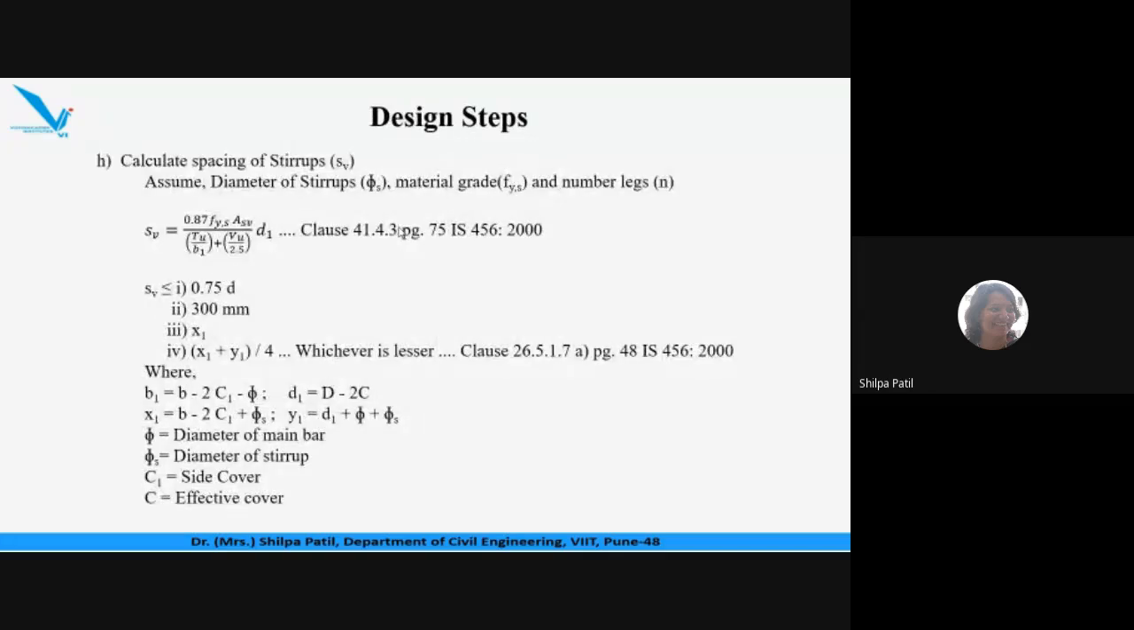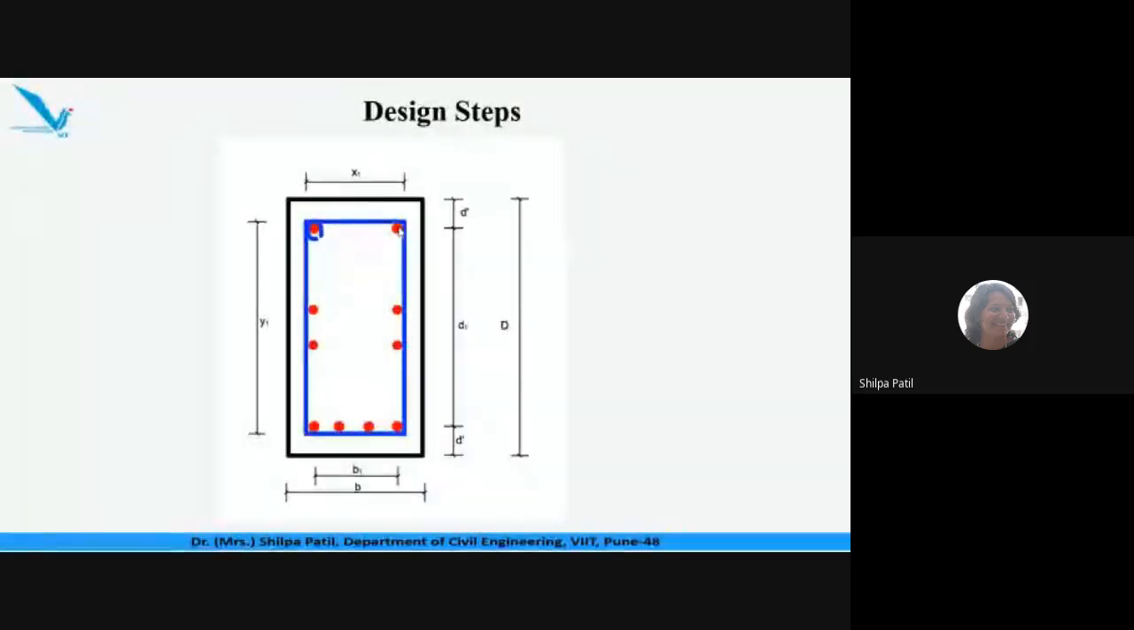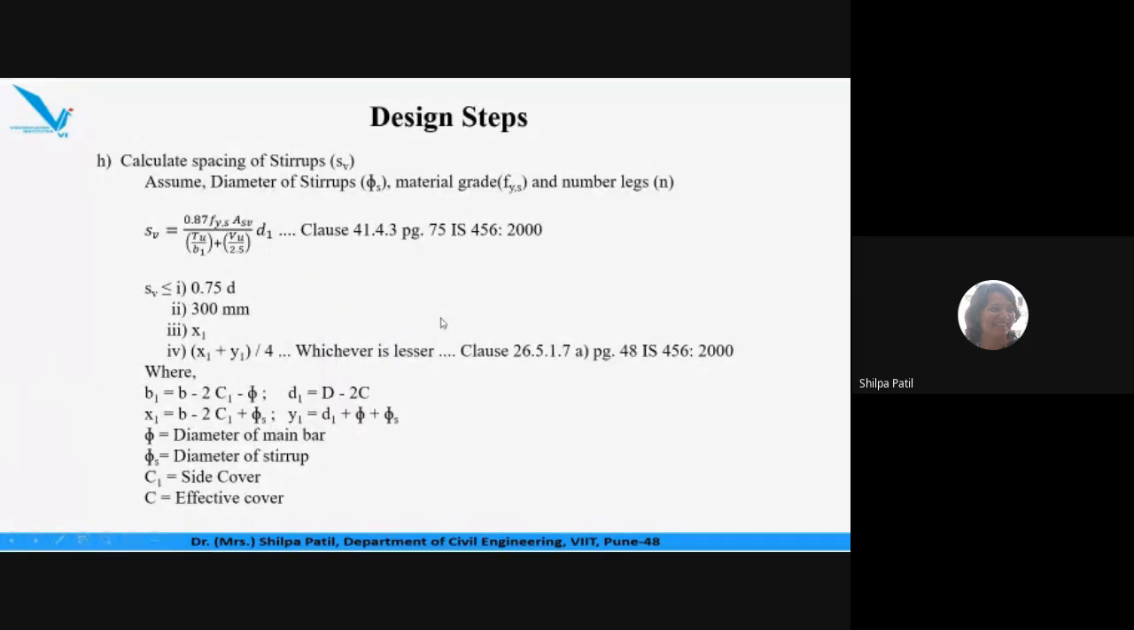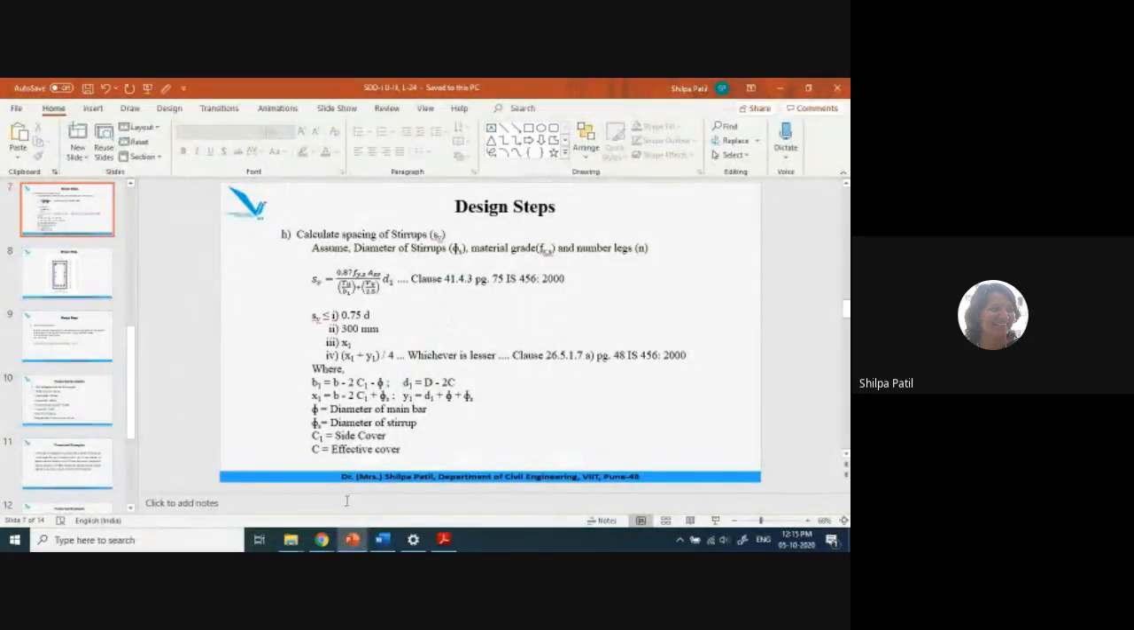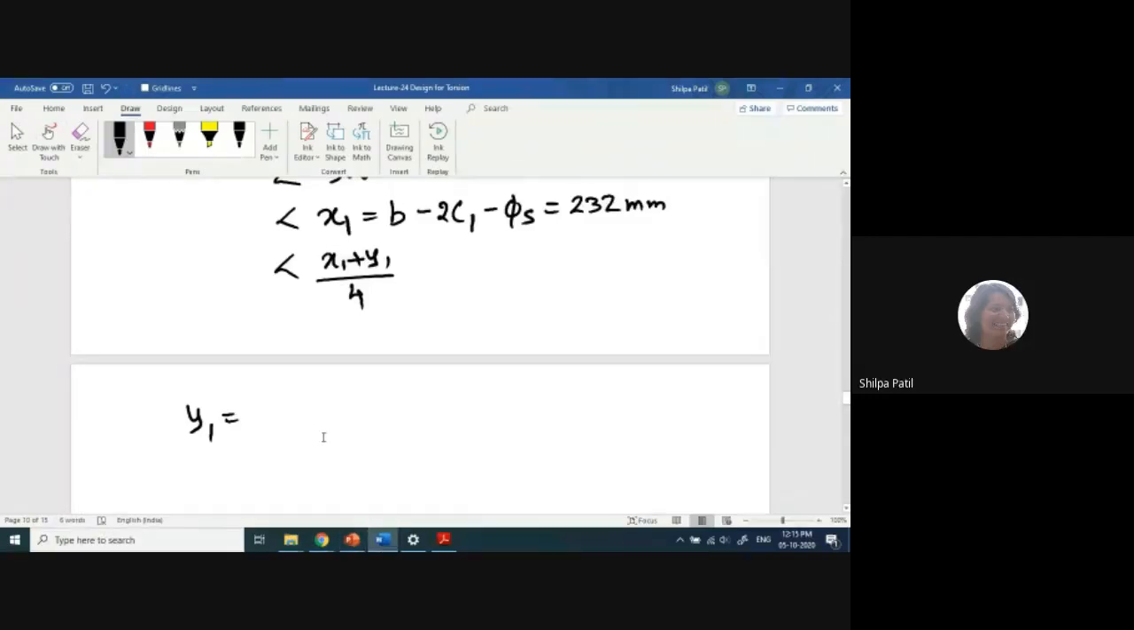So what is the formula written here? Instead of that, we have already calculated D1, and we can make use of that. D1 plus phi s. This is the simplest. So this is the formula of y1: D1 plus phi s. I will write it down here.